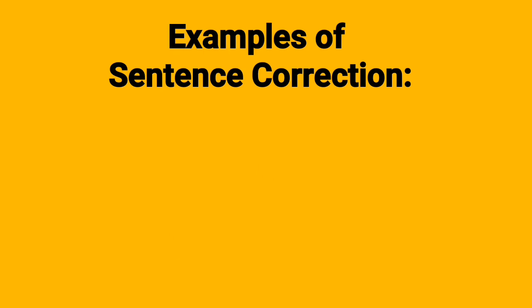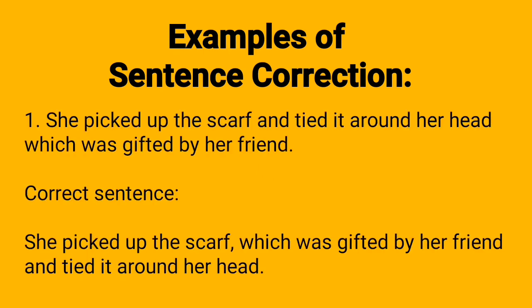Here are some examples of sentence correction. Number 1. She picked up the scarf and tied it around her head which was gifted by her friend. The correct sentence: She picked up the scarf, which was gifted by her friend, and tied it around her head.